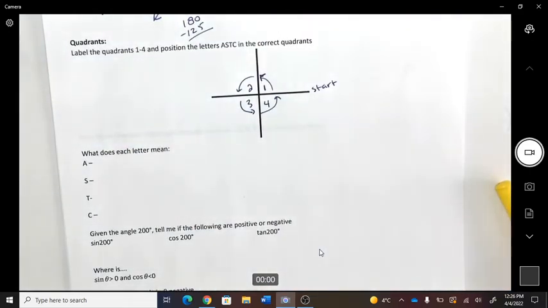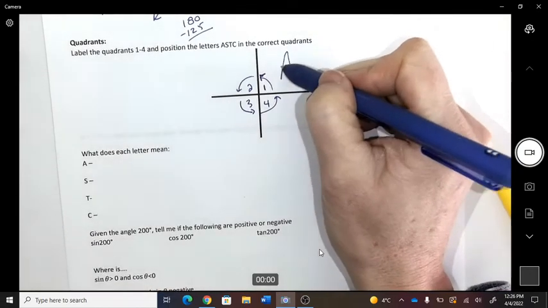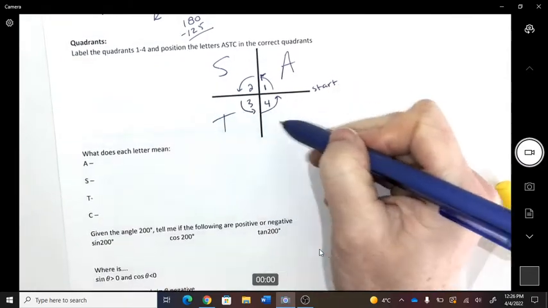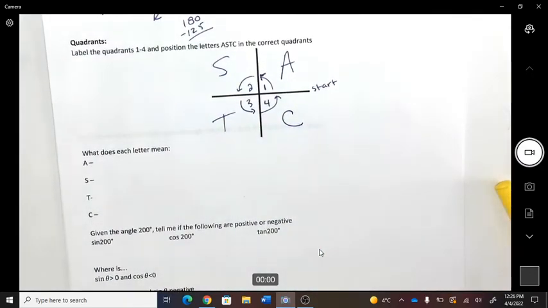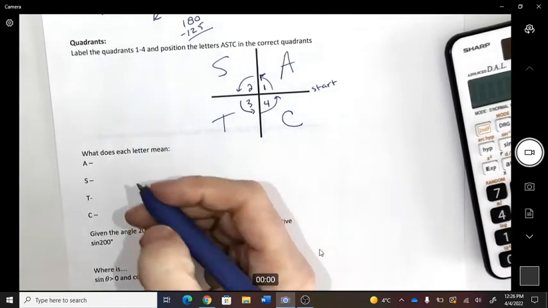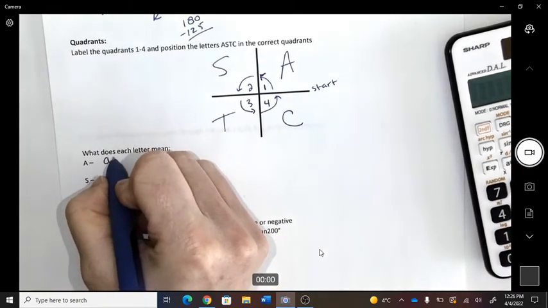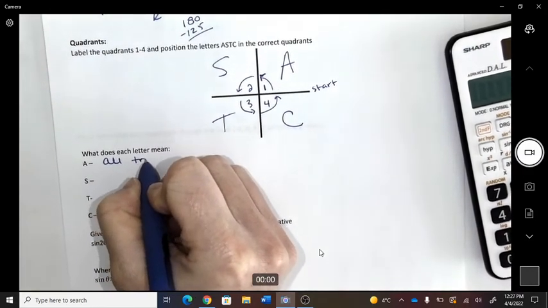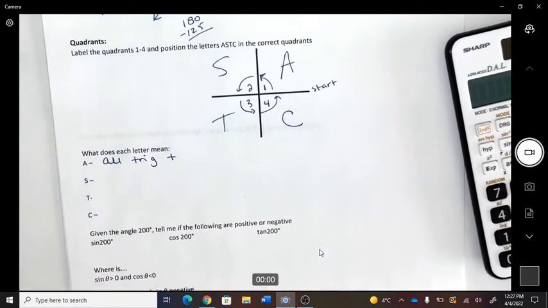And now that we're going to do trig, we're going to put these letters: ASTC. So you're going to hear that a million times from me. This is a big concept that's going to keep going all the way to grade 12. ASTC. So what does this mean? So the A means all trig are positive.